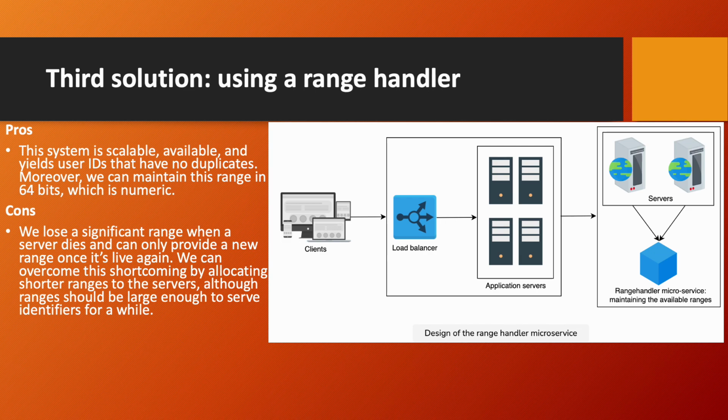So as you can see in the diagram, on the left-hand side we have clients. They generate the request, it goes through the load balancer, lands on an application server, and then you have servers, and then you have a range handler microservice which maintains the available ranges.